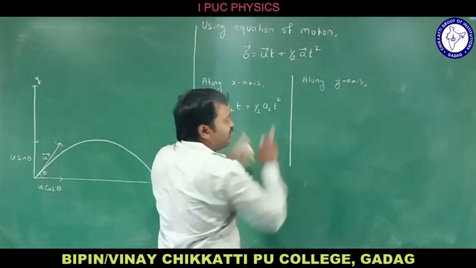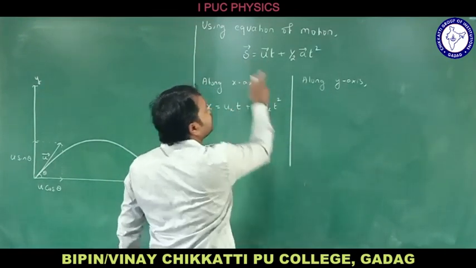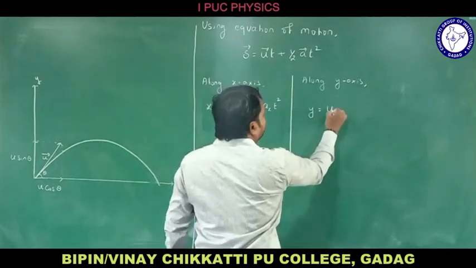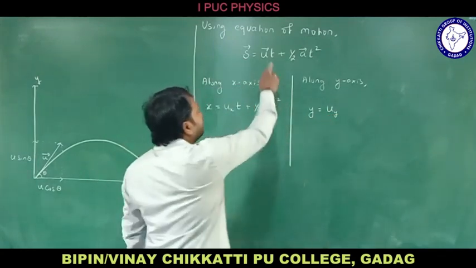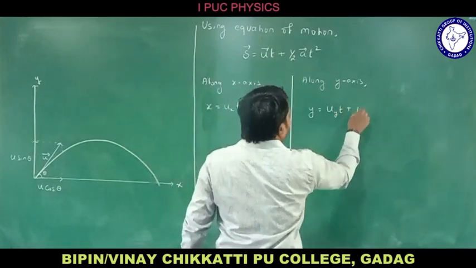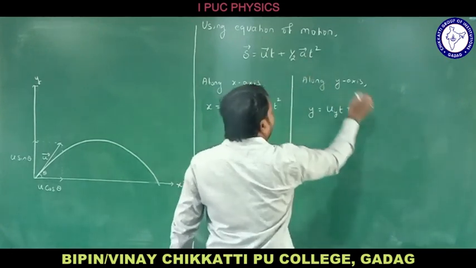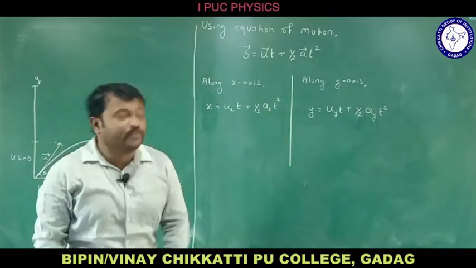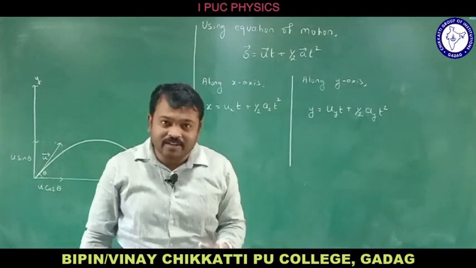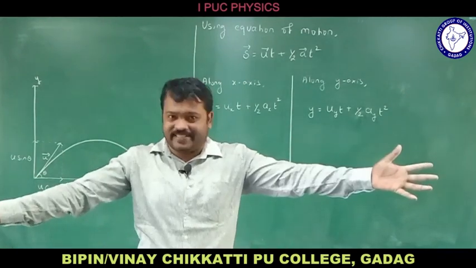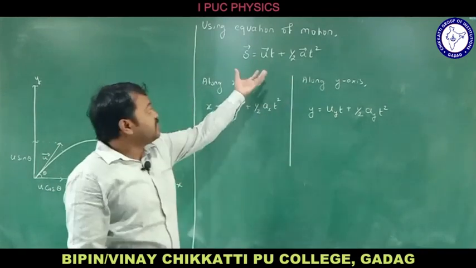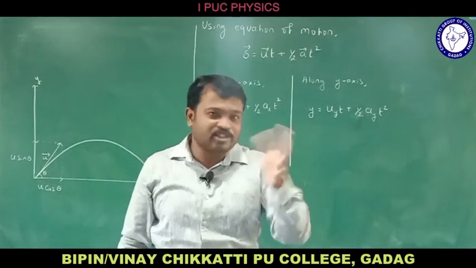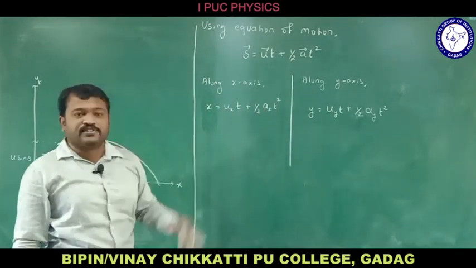Then let me write this equation along y axis. How to write? This is displacement, let me take it as y. That is equal to u along y axis, u_y. Right? Then t, it is a scalar quantity, no need to write. Plus half a, that is a_y, t square. First of all you need to understand I am using this equation s equal to ut plus half at square, but it is motion in a plane, meaning I need to use two axes. Let me write along x axis, along y axis, and the same equation I have written into two forms because it is a two dimensional motion, right? This is the equation, this is the equation. Let me write further now here.